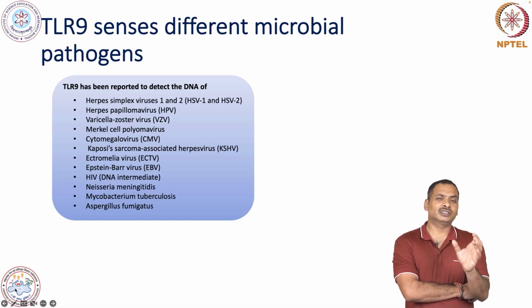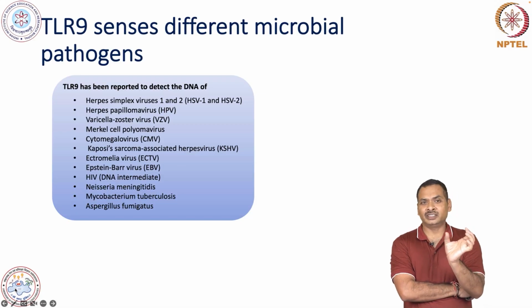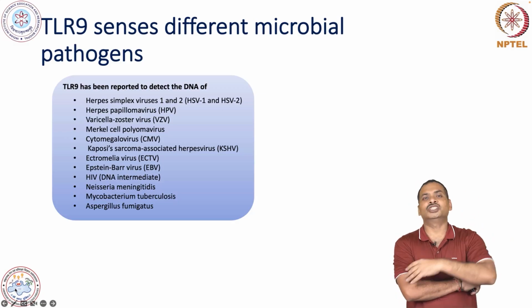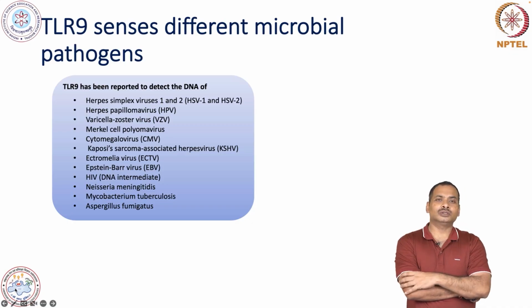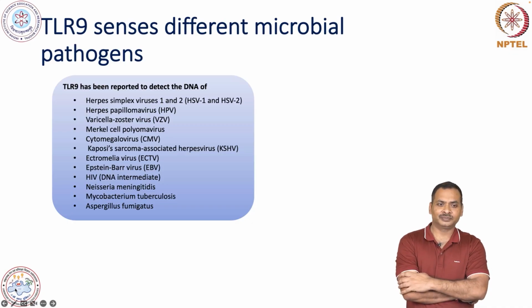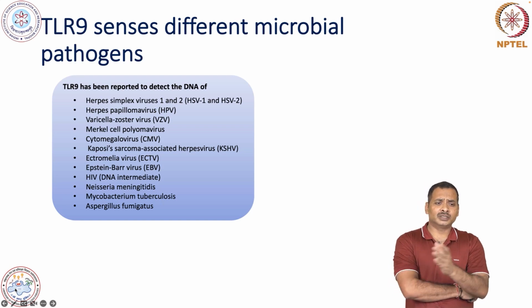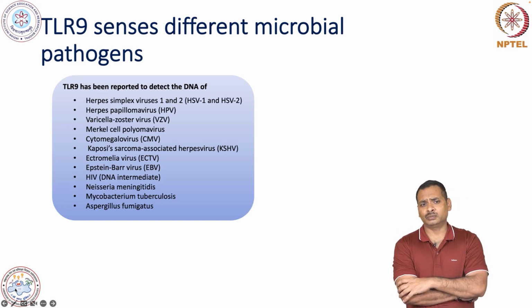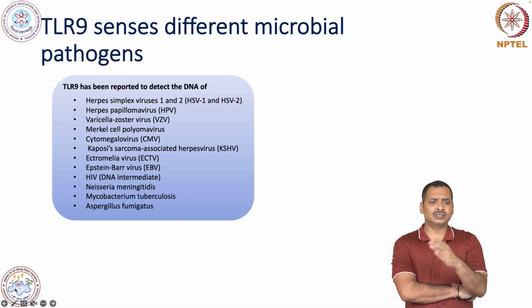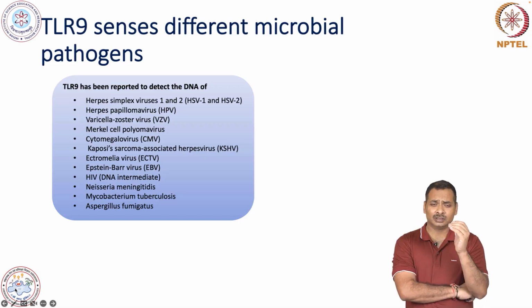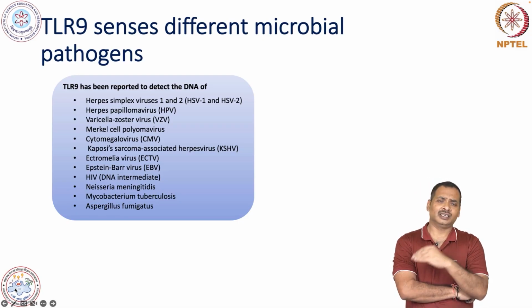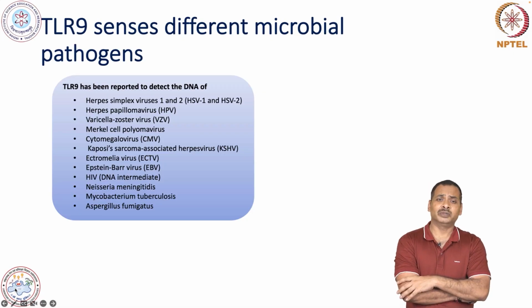When HIV infects, there is a stage where it makes a DNA intermediate, and after making this DNA intermediate, this DNA is integrated into the genome of the host cell, and we call it a provirus. So that intermediate is also sensed by TLR9. The DNA molecules from various bacteria, Neisseria meningitidis, Mycobacterium tuberculosis, and the fungus Aspergillus fumigatus. So the DNA from viruses, bacteria and fungi is sensed by TLR9, and that induces type 1 interferon and inflammatory cytokines.